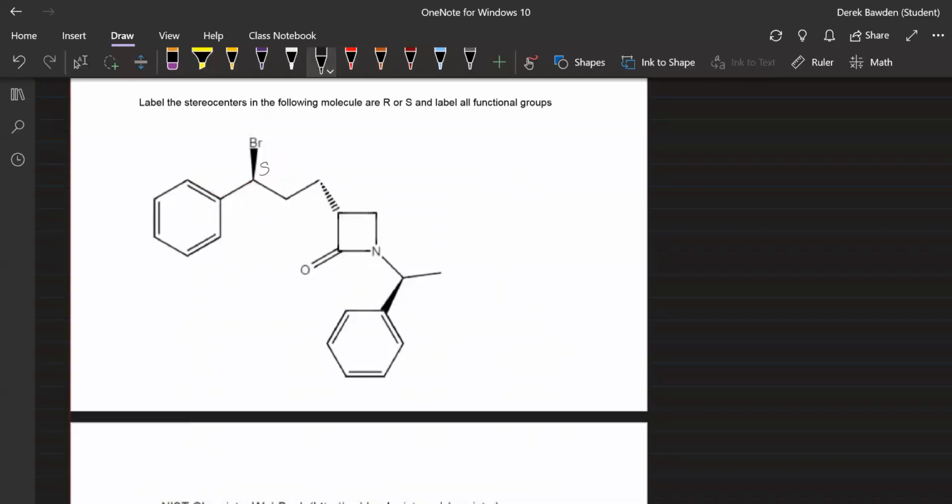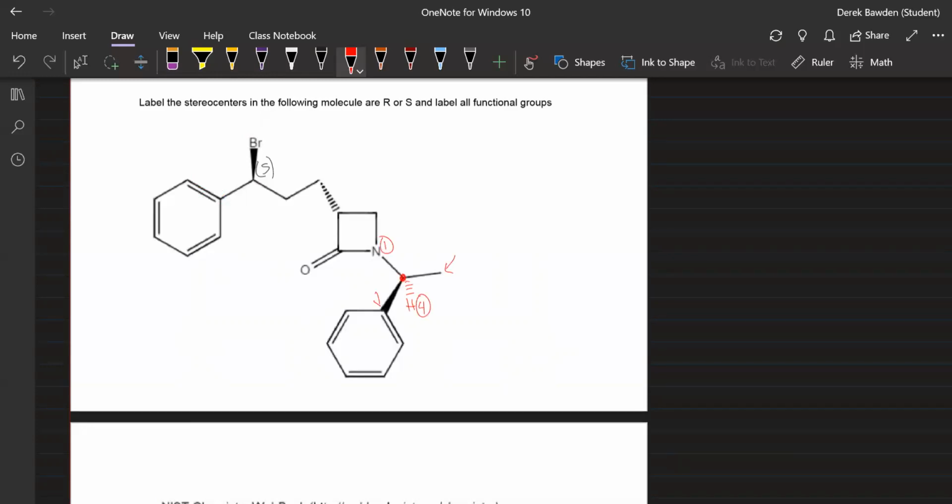Okay. The reason I'm erasing so much is because I don't want us to get confused when we start labeling functional groups. Okay. So that's an S. Now we've got this stereocenter. Okay. Now we want to label our different groups. So we've got nitrogen, hydrogen, and 2 carbons. So our nitrogen is going to be number 1 and our hydrogen number 4.